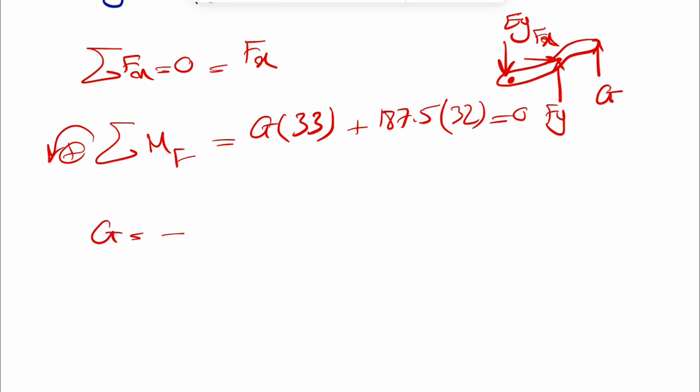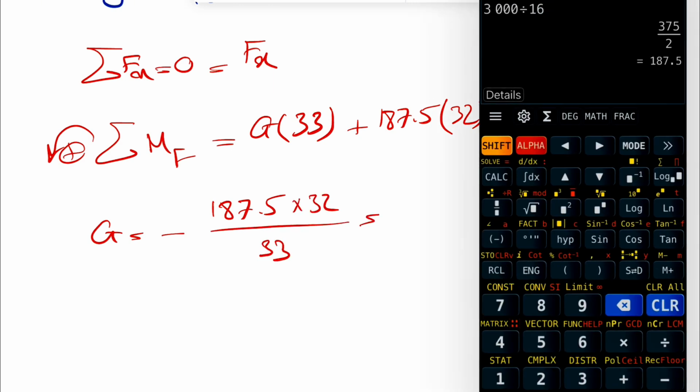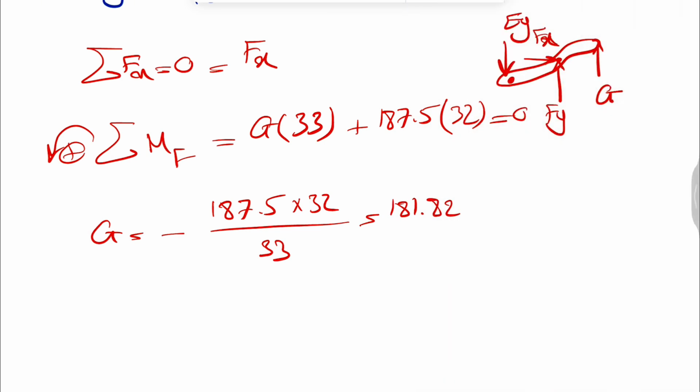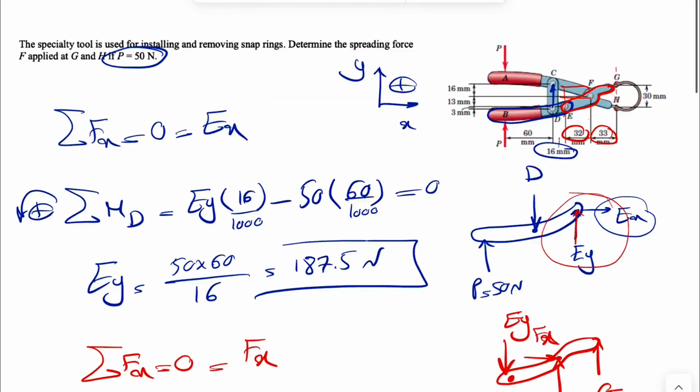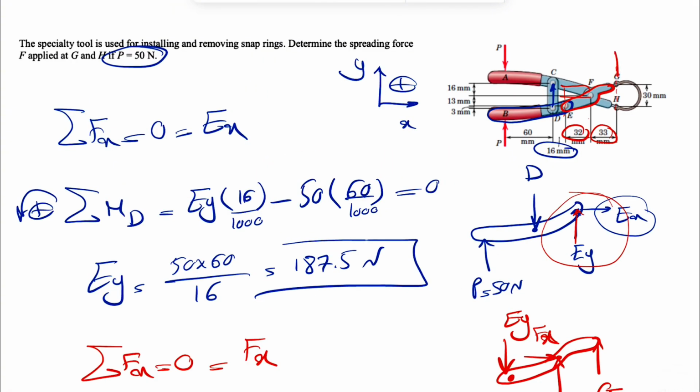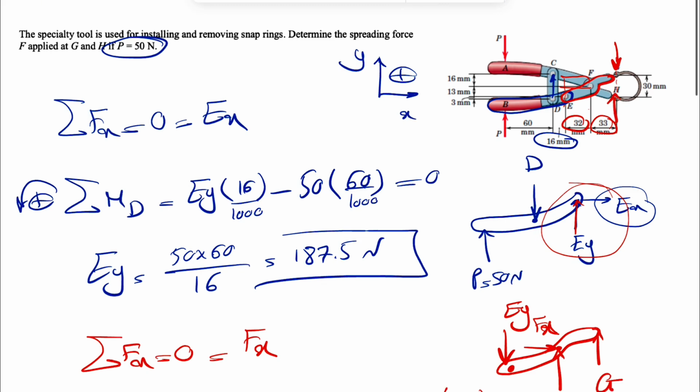Now we can find our G. We're going to get a negative sign, which shows that our assumption for the direction is not correct. Let's see what we get. So times 32 divided by 33, that's going to give us 181.82 newtons. And obviously we have a negative sign, which shows that the correct direction for G is actually downward. And same thing for H. We're going to have something like this in here, and something at H in this direction.